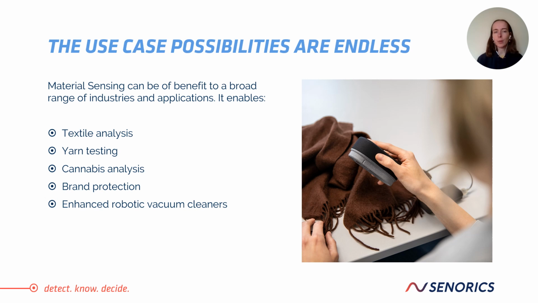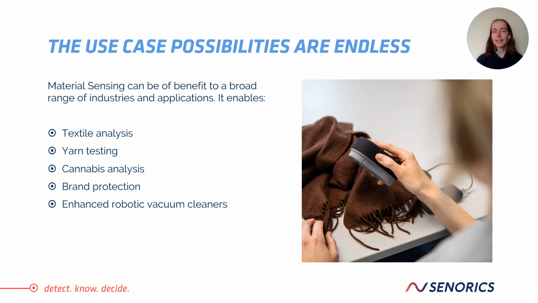Let's talk about the use case possibilities. Material sensing can be of benefit to a broad range of industries and applications. We have gathered a few examples of what's currently possible when using the handheld XenoLab and the XenoSense OEM module for material sensing. So for example, textile analysis. Material sensing enables mobile textile analysis, which simplifies and enhances incoming goods inspection, textile processing, textile recycling, and also ensures that textiles are genuine and of high quality along the whole supply chain.